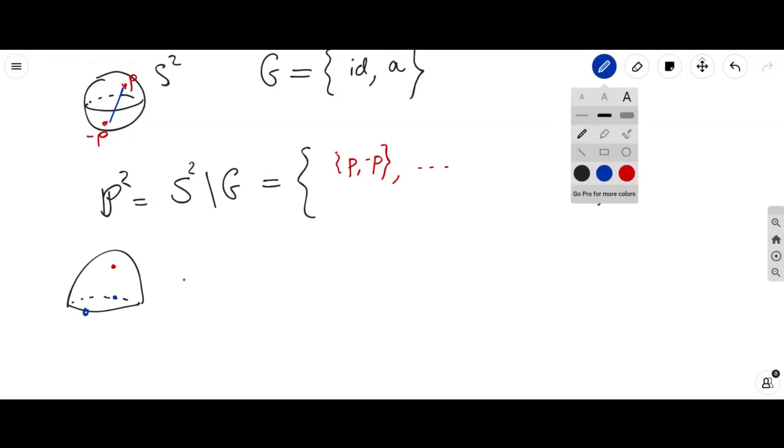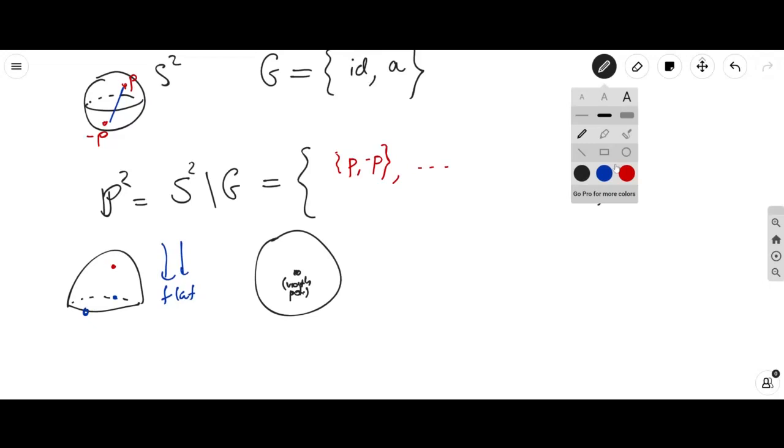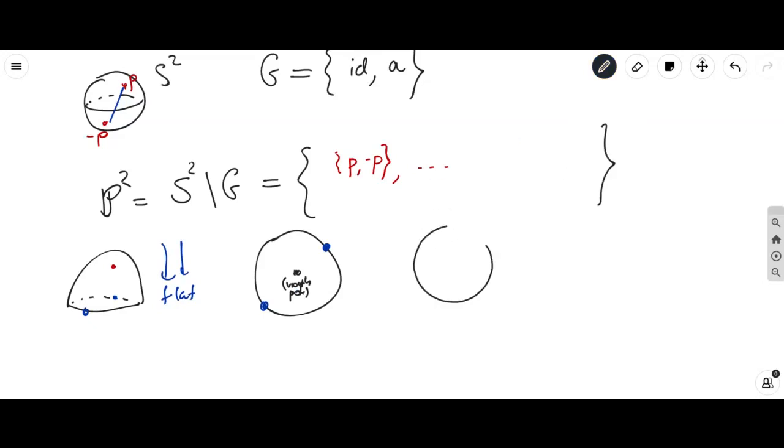Now, it's convenient to just imagine that you make it flat and you look at it from the top-down view. So imagine you're standing up here and you're looking down. Then what you would see is a disk. In the center of the disk, you have the North Pole, the point on top. And then what you notice is that if you're on that point on the equator and that point, they get glued together.